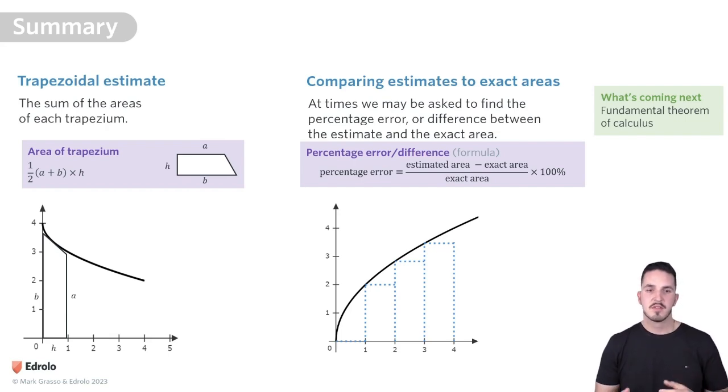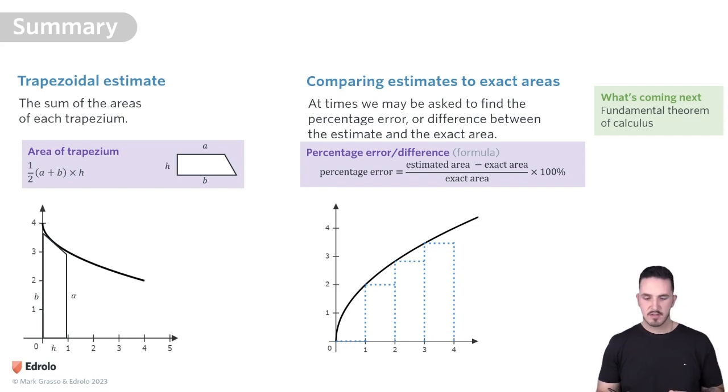And again, what this refers to is just the sum of the areas of each trapezium. And if we look at the area of a trapezium, it's a half times a plus b, all times the height, where the height is generally a width of 1. However, if it was a half or a quarter, this is what you would let your h be.